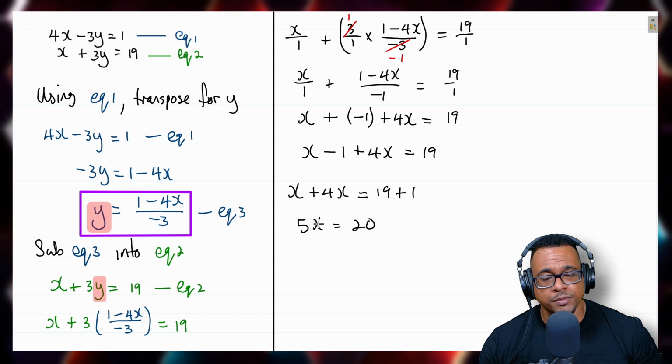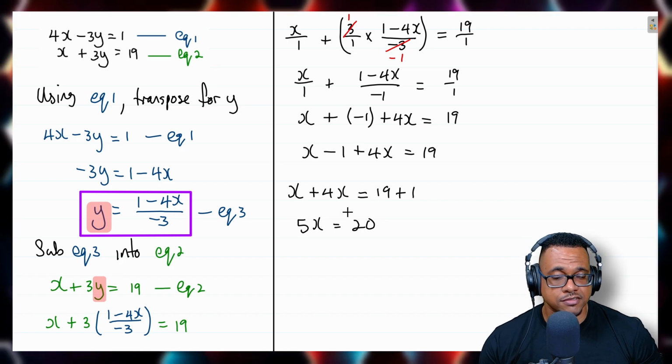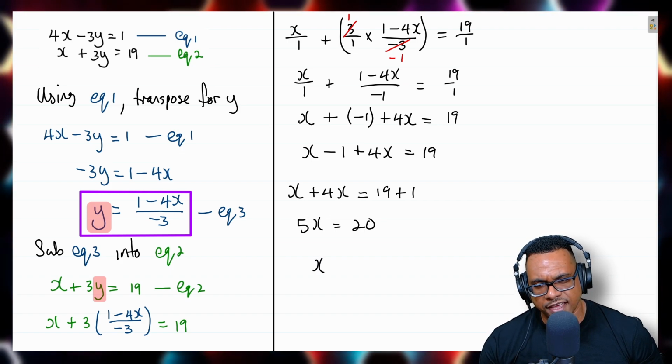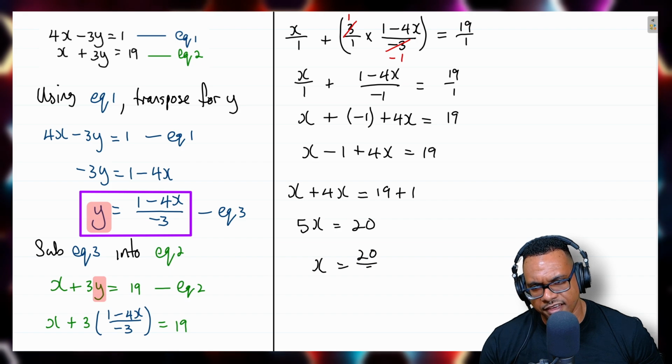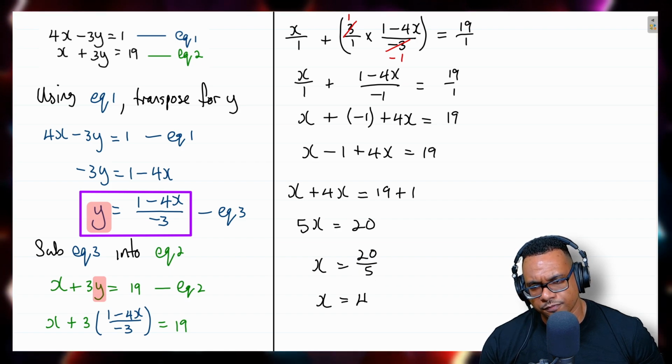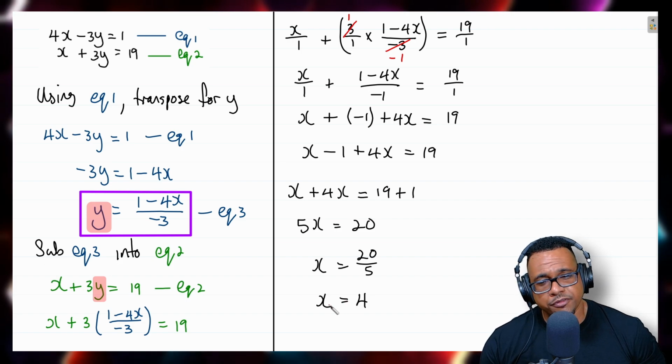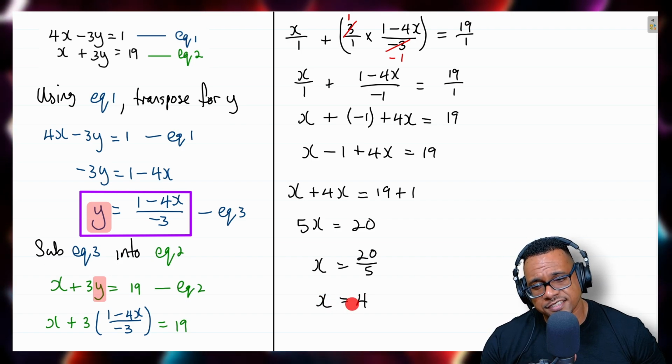So now we have 5 multiplied by x. When you transfer the 5 across, change to division. So we have x is equal to 20 divided by 5, and 20 divided by 5 is 4. So you see, this time we found x is equal to 4. So we found x first.